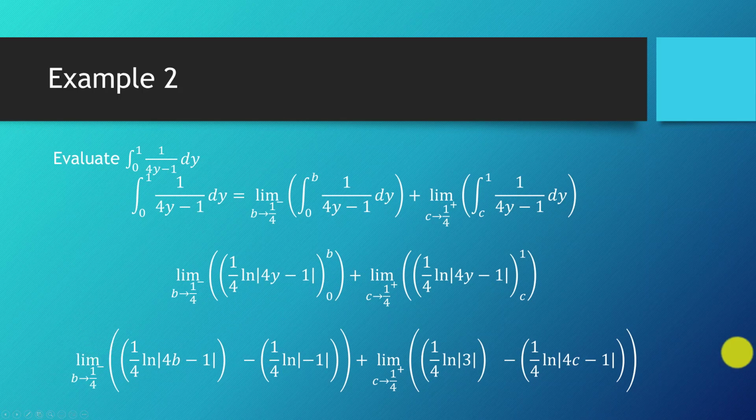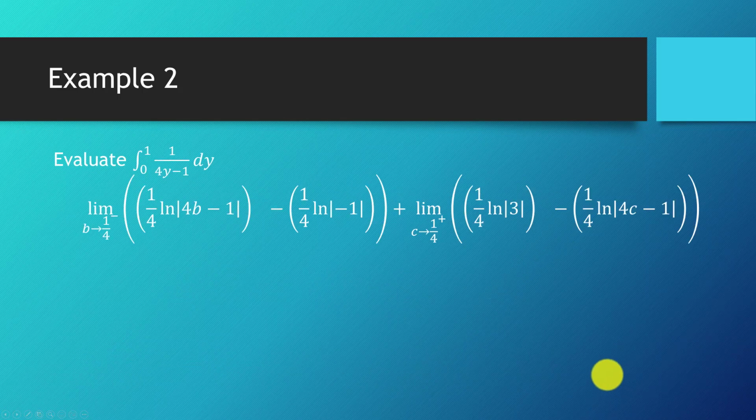So we'll get this big old mess. Limit as b approaches 1/4 from the left, 1/4 ln 4b minus 1, minus 1/4, when we plug in 0 here, we'll just get natural log of negative 1. This is going to end up just being 0, because natural log of 1 is 0. Likewise here, when we plug in 1, we'll get 1/4 natural log of 3, minus 1/4 natural log of 4c minus 1. So let's simplify this a little bit more.